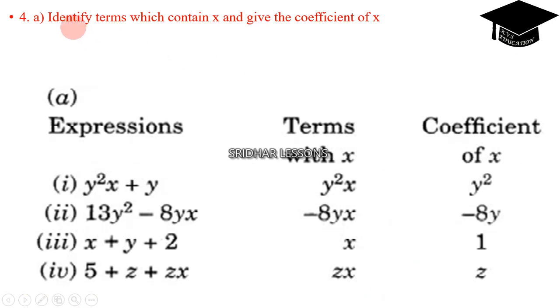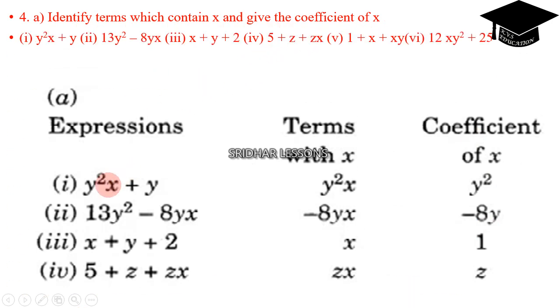Question number 4, A. Identify the terms which contain x and give the coefficient of x. Okay, first one, we have to identify the term which contain x, and we have to give the coefficient of x. First one, y square x plus y. The term with x is y square x, and the coefficient is y square.